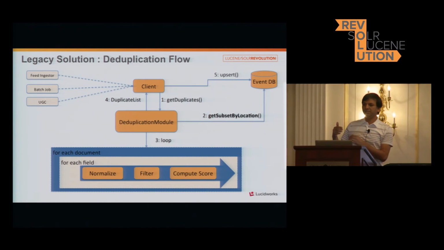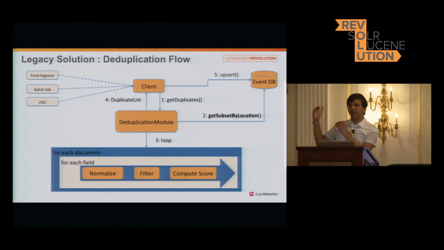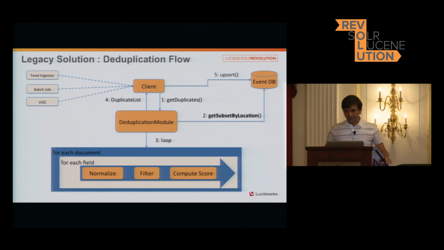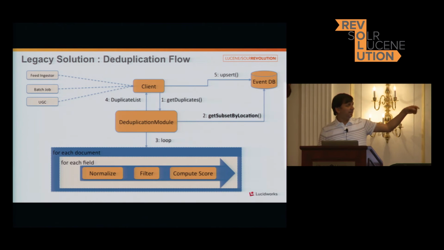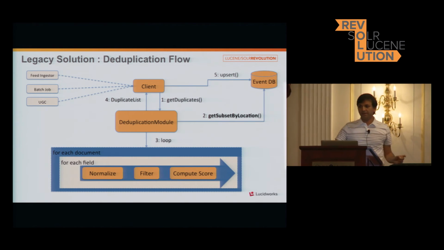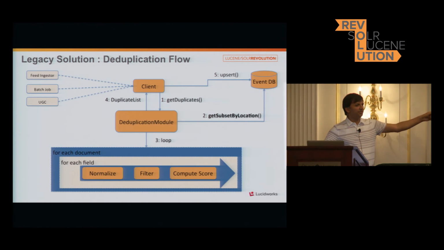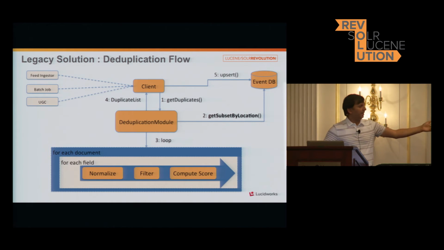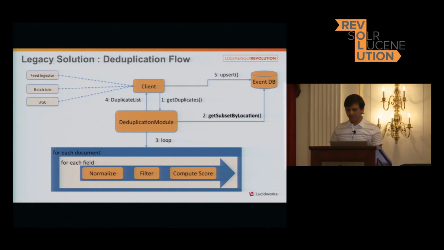And if it matches the real high threshold, then it's considered an exact duplicate. So it does that to all the documents, and then returns the list of duplicates back to the client. Now you can see that there is a bottleneck here. There is very little we can do to improvise this, and the implementation I can see is very preliminary, very rudimentary.